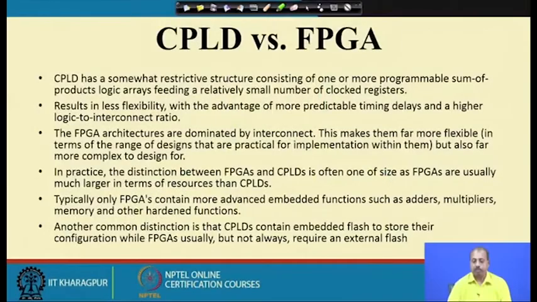In practice, the distinction between FPGAs and CPLDs is often one of size, as FPGAs are usually much higher in terms of resources than CPLDs. So, the total amount of logic elements that we have in an FPGA, and the total amount of interconnects that we have in an FPGA, are much more compared to CPLDs. So, these FPGAs are going to be much larger than CPLDs.